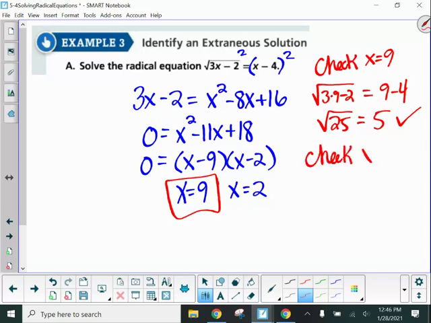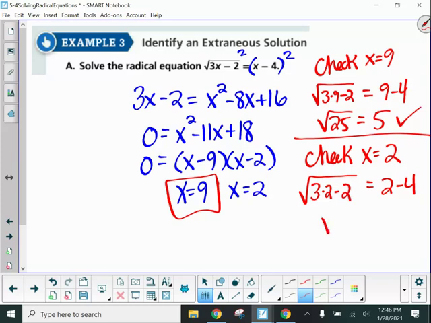But if I check x equals 2, I have the square root of 3 times 2 minus 2, and I'm going to see if that's equal to 2 minus 4. Well, 3 times 2 minus 2 is 4. 2 minus 4 is negative 2, and the square root of 4 is not equal to negative 2. In fact, your square root cannot equal a negative number unless there was a negative out in front of it. There's no way to get that. That's one of the reasons why we had i exist, for things to happen. So this does not work out, which means x equals 2 is an extraneous solution.